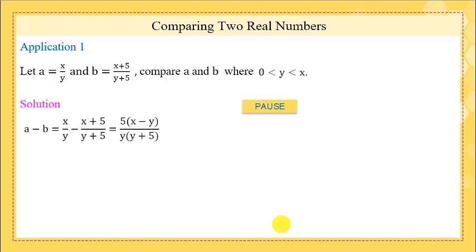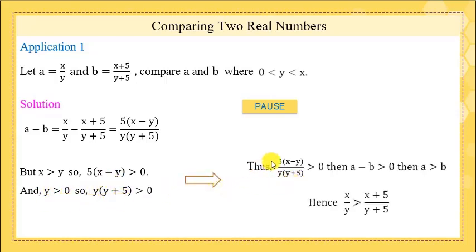Solution. We subtract these two numbers and we get this number here. But x is greater than y, so the numerator is positive, and y is greater than 0, so the denominator is positive. So the final answer is positive, then the difference is positive, and A is greater than B, hence the first number is greater than the second number.